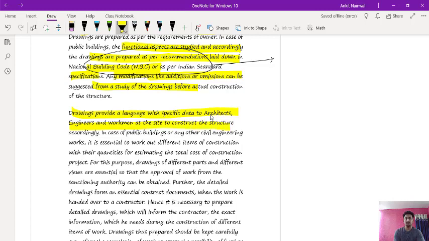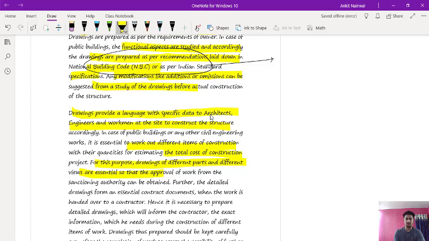Drawing provides a language with specific data to architects, engineers and workmen at the site of construction. In case of a public building or any other civil engineering work, it is essential to work out different items of construction with their quantities for estimating the total cost of the construction. With the help of drawing, you must be able to calculate the quantity of the material and cost of the construction for that project. For this purpose, drawings of different parts and different views are essential.